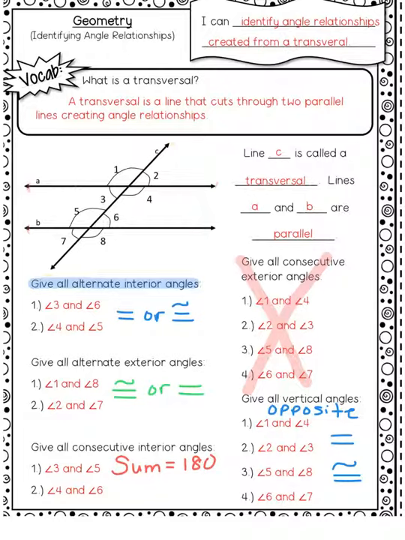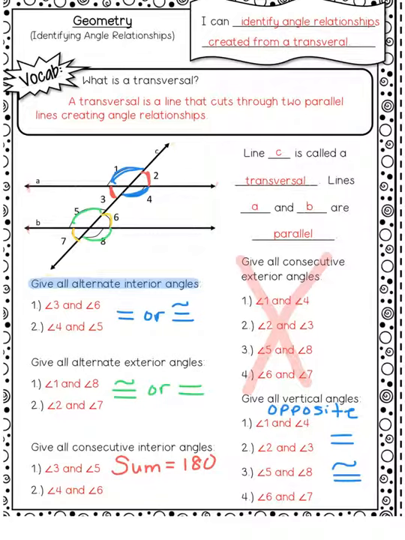So if you look at angle 1, angle 1 is directly opposite angle 4. So they're vertical. Angle 3 is directly opposite angle 2. We call them vertical. Angle 5 is directly opposite angle 8. We call those vertical. And finally, angle 7 is directly opposite angle 6. They are also vertical angles.